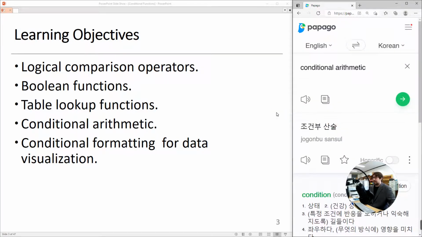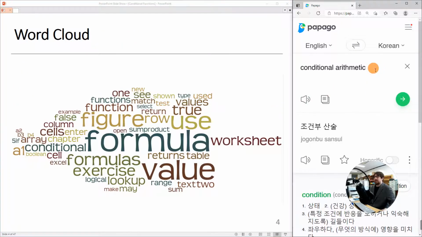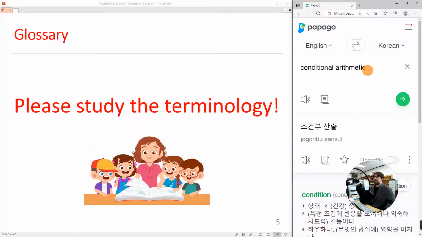So first of all, dear students, before you continue to watch this lecture, I suggest you to study the glossary which we work on every week. So this is very important. So if you don't understand the terminology, if you don't understand these terms which are extracted from this lecture and from the textbook, this is your textbook. So today we work on conditional functions, and you can find this in chapter number 5. So you can look here, chapter number 5, conditional functions.